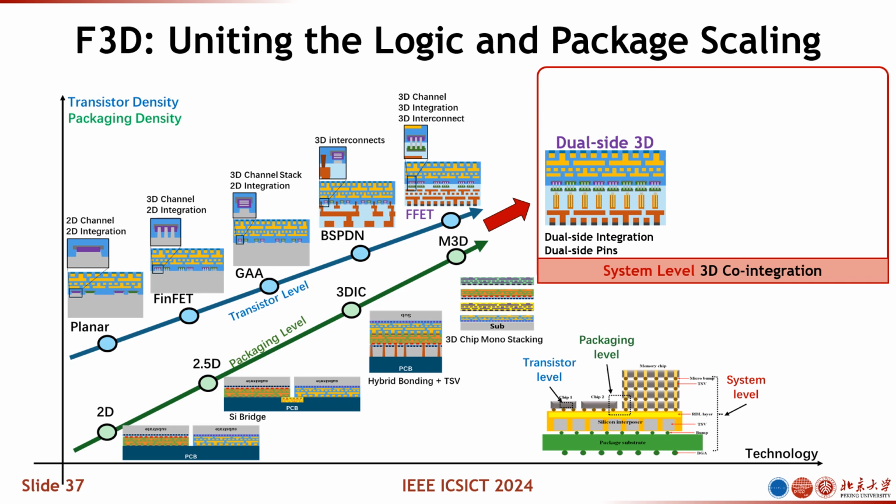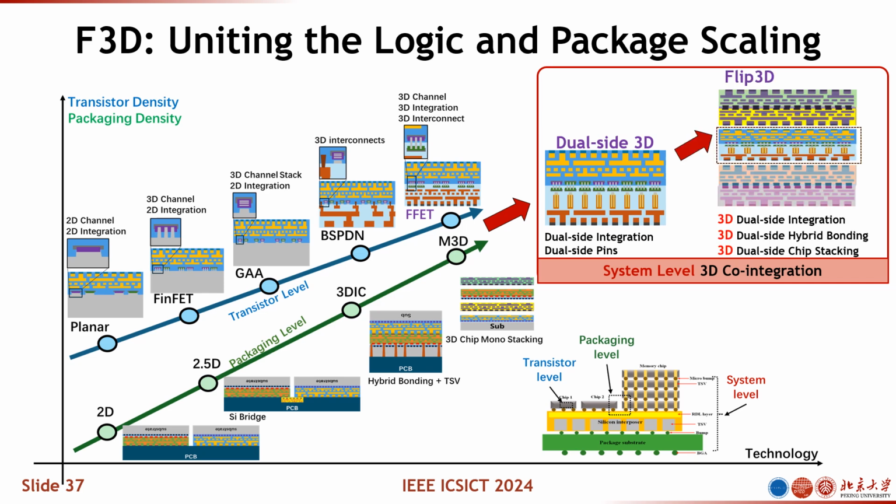And going further, you would have the hybrid bonding on each side of the wafer, which enables face-to-face, back-to-back, and back-to-face hybrid bonding, which is what we call the Flip 3D integration. This enables 3D dual-side integration, 3D dual-side hybrid bonding, and 3D dual-side chip stacking. And this would open a totally new regime of chip stacking and transistor stacking.